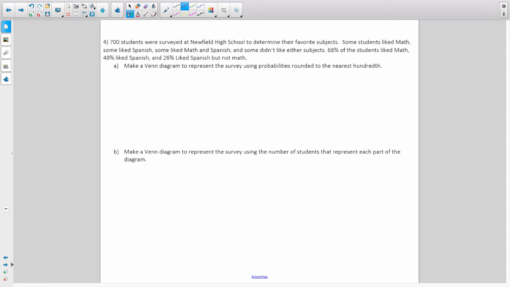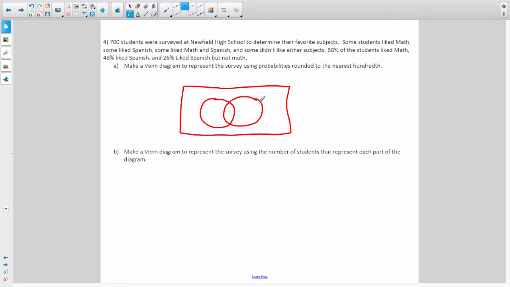700 students at Newfield High School were surveyed. They have some favorite subjects. This is building a Venn diagram from scratch. Very important to remember that when you build them from scratch, don't start plugging in any numbers until you figure out the overlap or the intersection. For example, this will be, let's say, Spanish on the left, math on the right.